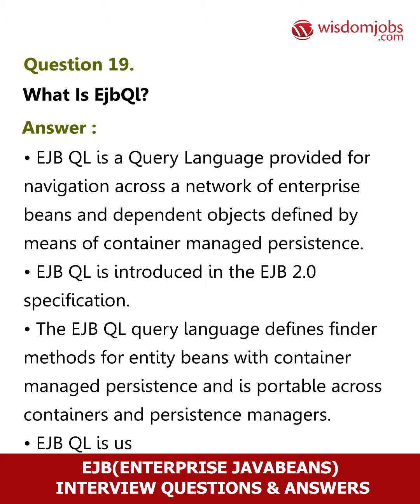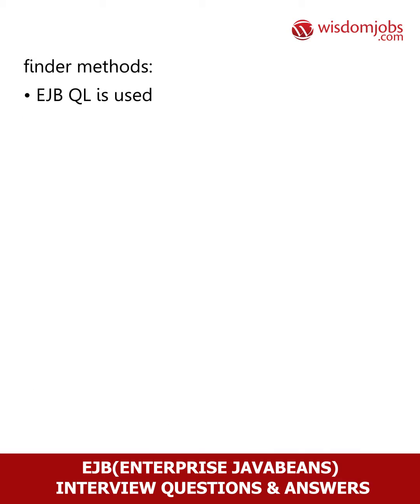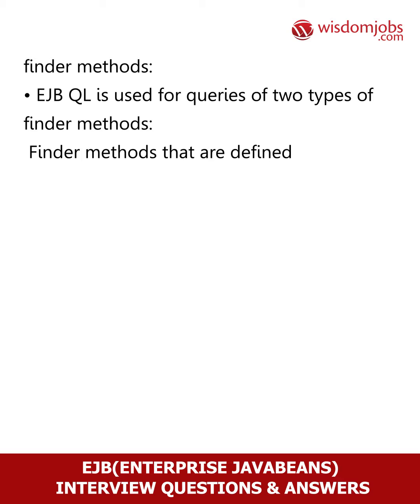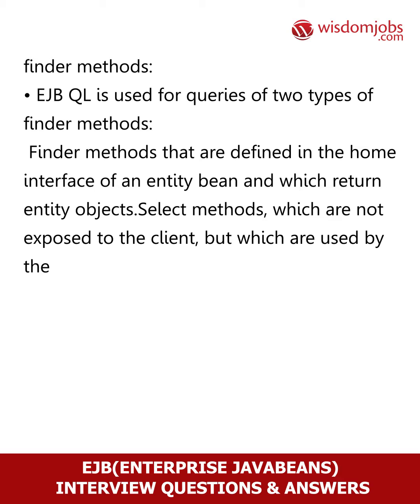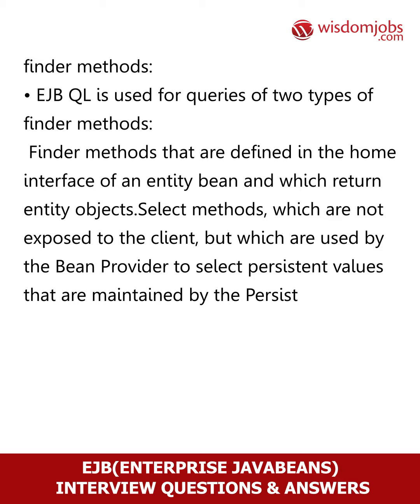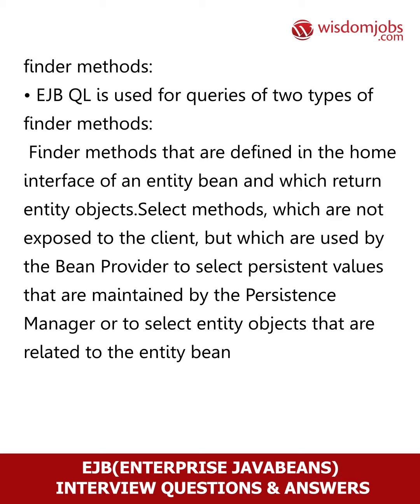EJBQL is used for queries of two types of finder methods: finder methods that are defined in the home interface of an entity bean and which return entity objects; and select methods, which are not exposed to the client, but which are used by the bean provider to select persistent values that are maintained by the persistence manager or to select entity objects that are related to the entity bean on which the query is defined.